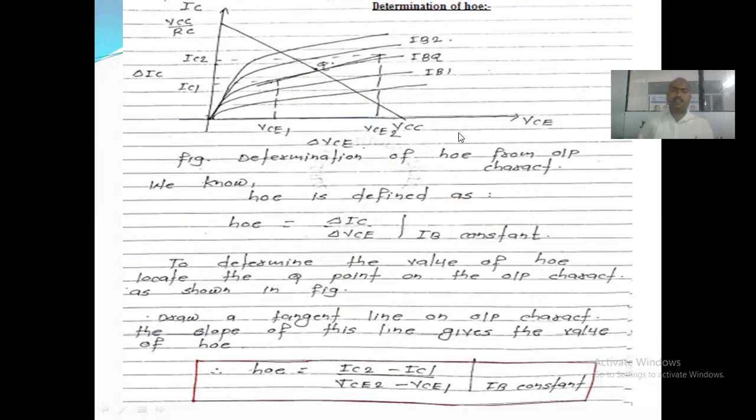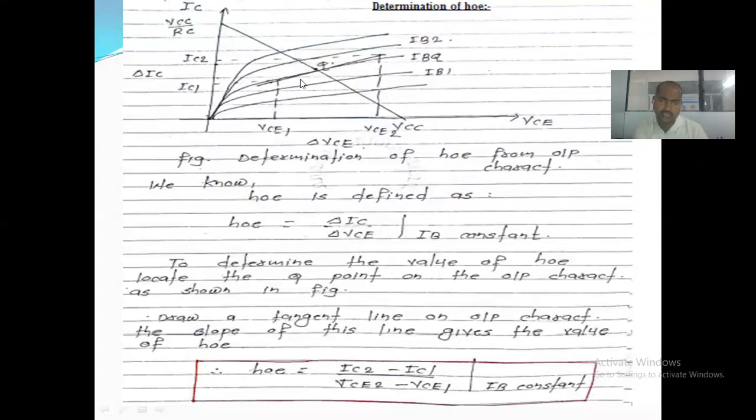Let me explain everything once again, please note. What we are doing right now is looking at the output admittance, and output admittance is the ratio of the output current to the output voltage. Output current is IC and output voltage is VC. So basically it is the plot of output, the plot of VC versus IC. We have to use a tangential line on this Q point to calculate the value of HOE.